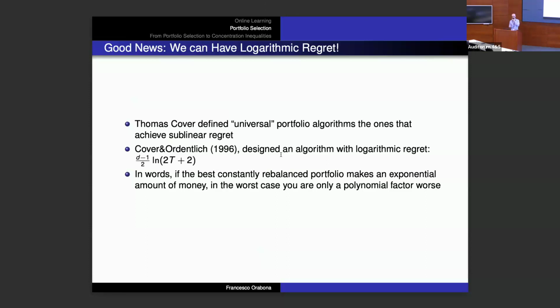So what do we know about this problem? It turns out that this is a classic problem. Thomas Cover, the guy from information theory, designed an algorithm to solve this problem optimally. In particular, he designed an algorithm that has this kind of regret. The regret will be (d-1)/2, where d is the number of stocks, times log of time. And he also showed that everything is optimal in this regret.